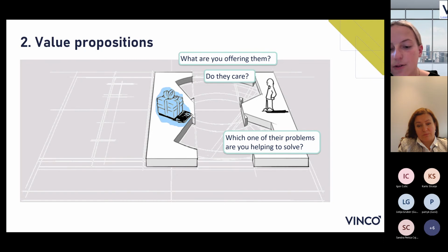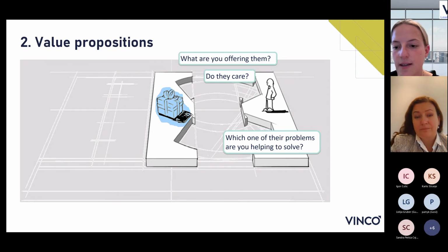So I can give you also some elements while you are writing down your answers. Some elements that can contribute to the value proposition are the newness, the performance, the customization, the design, the brand, the price. So again, I will give you some time to answer these questions.